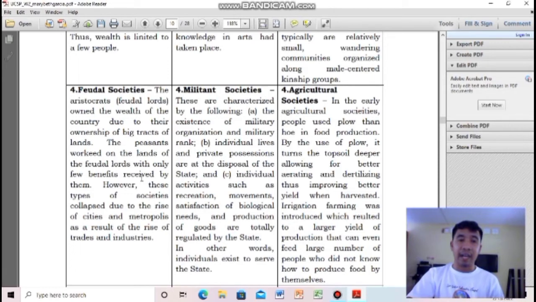Okay, doon na nag-umpisa ang pag-rise sa cities and metropolis as a result of rise of trades and industries. Naguba man later on ang feudal societies.